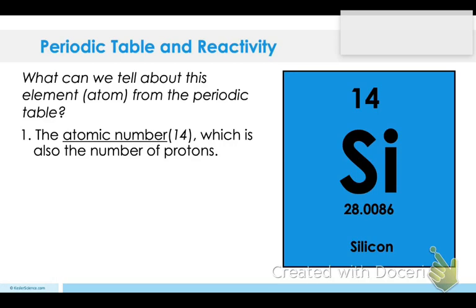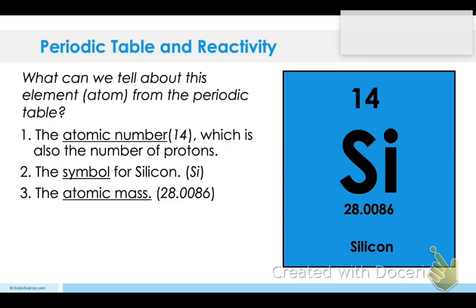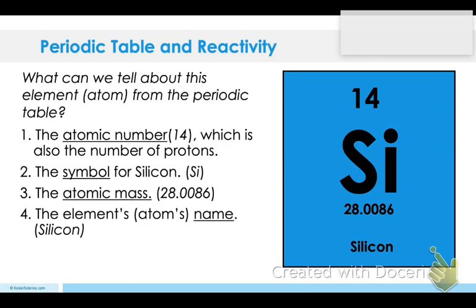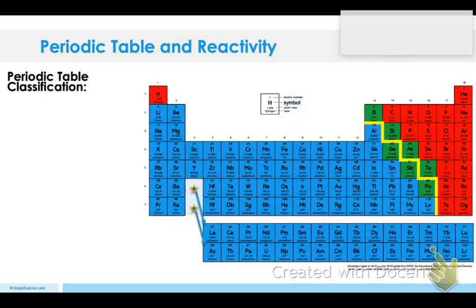Just a refresher from the last set of notes: the atomic number is also the number of protons. The symbol is Si, the atomic mass is 28.0086, and the element name is silicon. All right, so, periodic table.